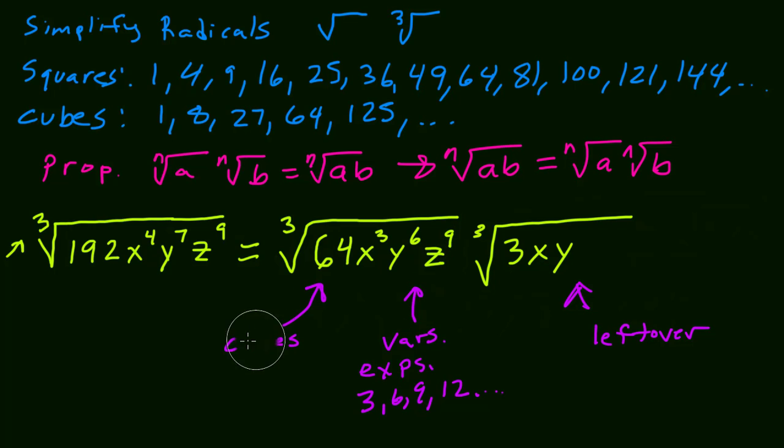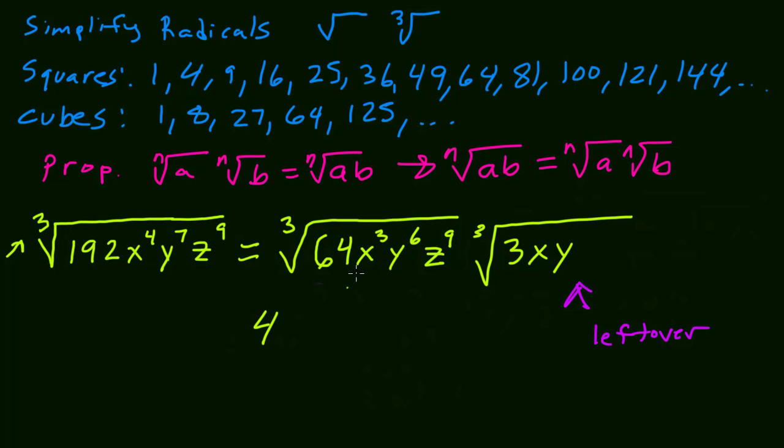And now we can simplify. Let me just erase this part. And now we can take the cube root. What is the cube root of 64? Make sure we're using the cube root and not the square root. So the cube root of 64 is 4. And we are going to divide the exponents by 3 this time. So 3 divided by 3 is 1. I don't have to write the 1 there. And then 6 divided by 3 is 2.